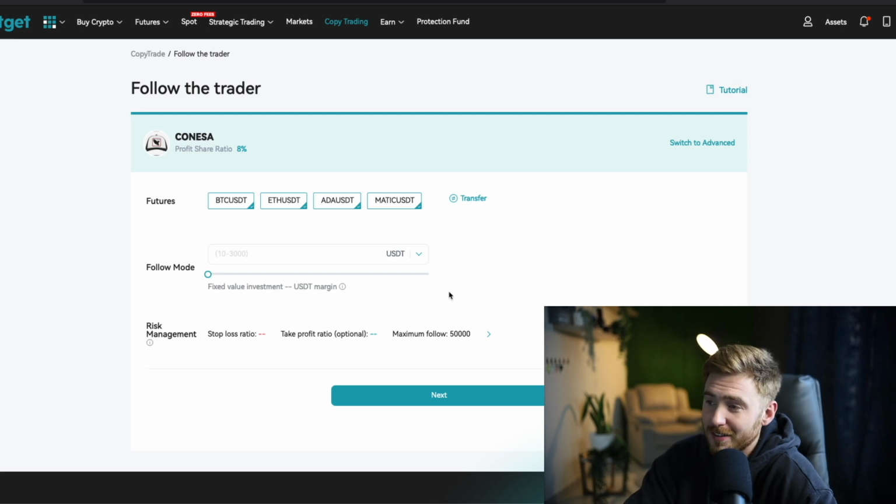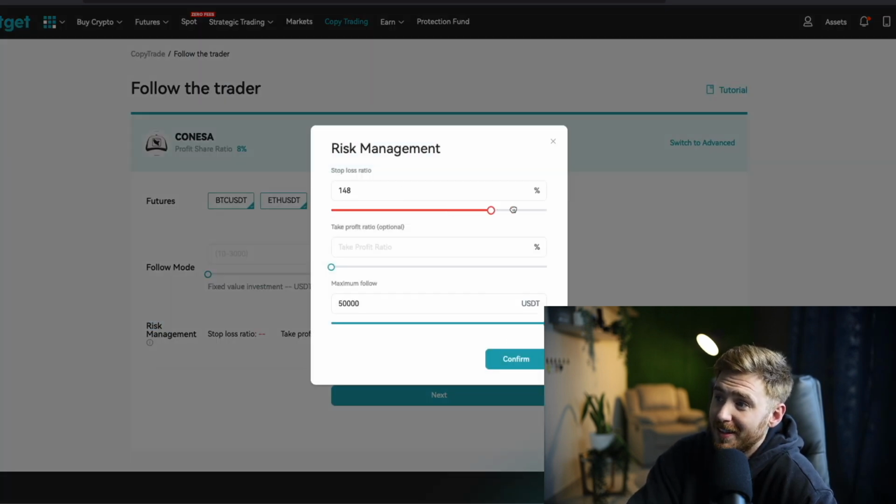Now, other things we can do is we can use risk management. That is not the same as a trader. If you leave this blank, apart from here, maximum follow, your maximum follow amount will be 50,000 in leveraged amount, but we can have risk management here. So we can put our stop loss, if we wanted to, at, let's say, 20% or 200% or 100%, whatever you think you would want to do. And you can also put your take profit at 50%, 100%, whatever you need.